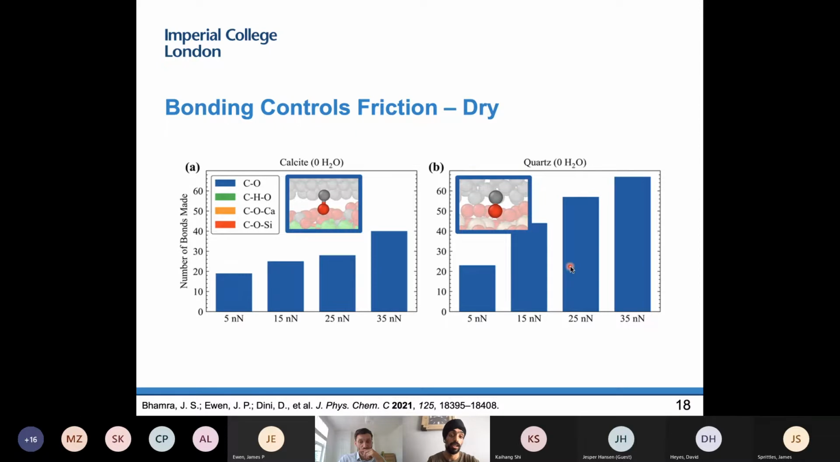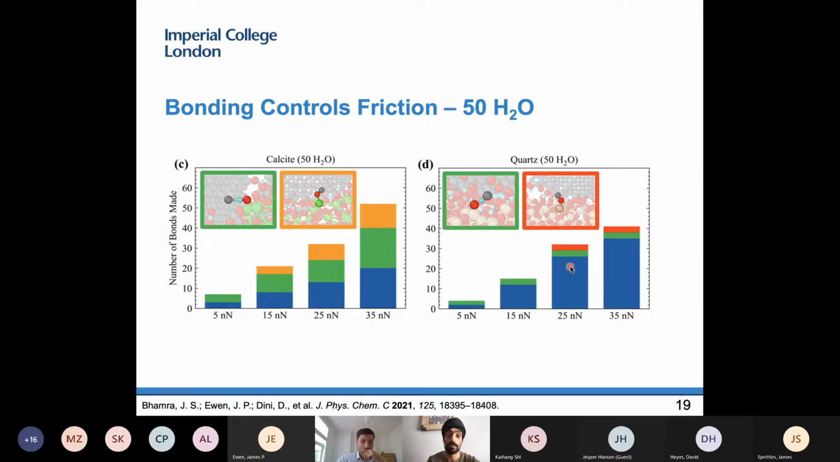Then we looked at the bonding in the wet cases and saw how water influences what we were seeing. Now we can see a bunch of different new bonds forming, like we saw earlier. We have these little bridging bonds forming, so water actually facilitates these bridging bonds. So we can have carbon, hydrogen, oxygen, which then either bonds to silicon in the quartz case or calcium in the calcite case.